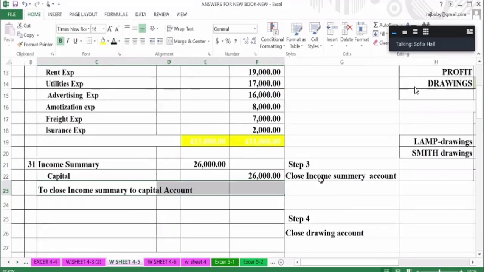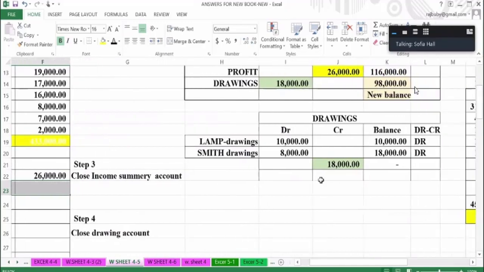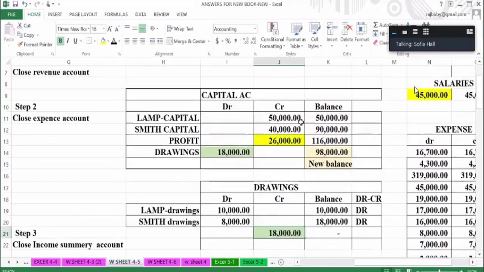Drawings account, according to your book, you have 10,000 and 8,000 for two people. In that case, this is the drawings, total 18,000. When you are closing, you are going to put it in the credit side, and then the second line is going to be in the capital account in the debit side, because this one is decreasing your capital. Drawings always decrease your capital. When you are closing, this one is going to be in the credit side. That one is the fourth step.